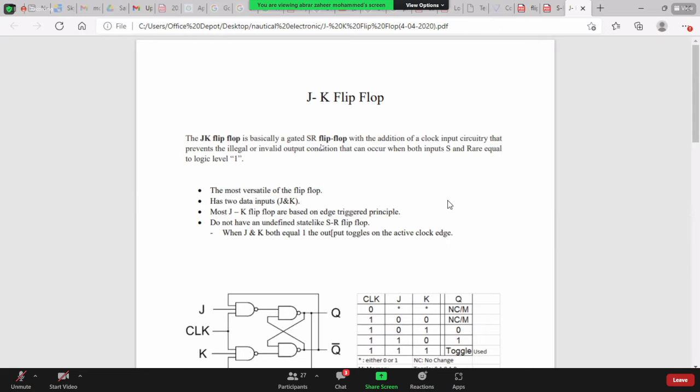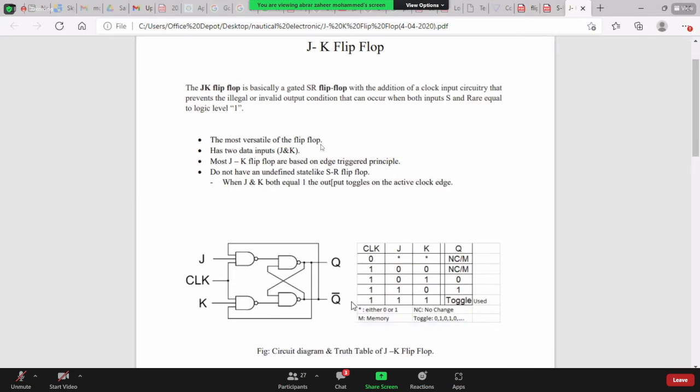Most JK flip-flops are based on the edge triggered principle, so they are triggered on the edge. They do not have any undefined state like the SR flip-flop. When J and K both equal 1, the output toggles on the active clock edge. Here you can see the symbol, the circuit diagram for the JK flip-flop, and this is the truth table.